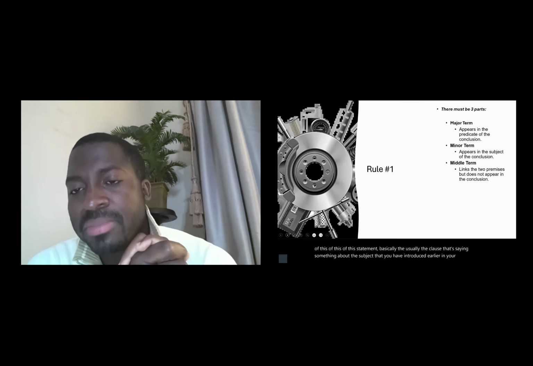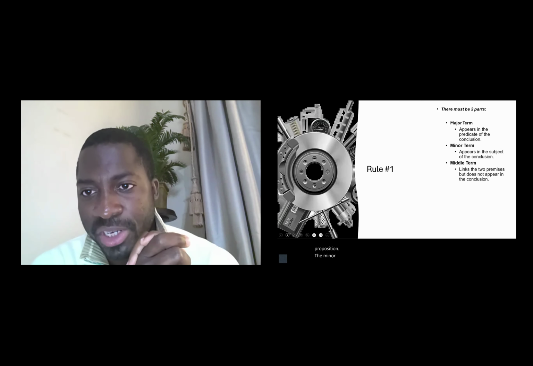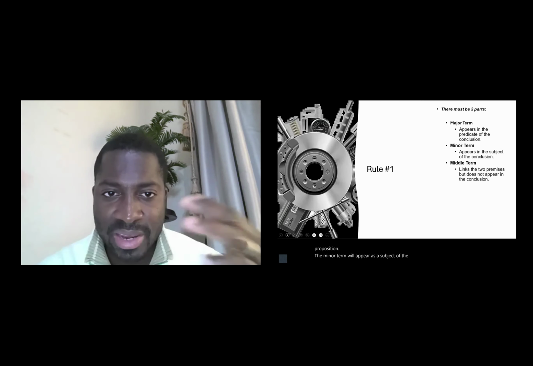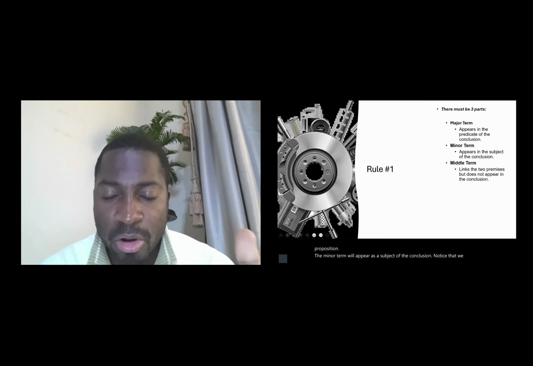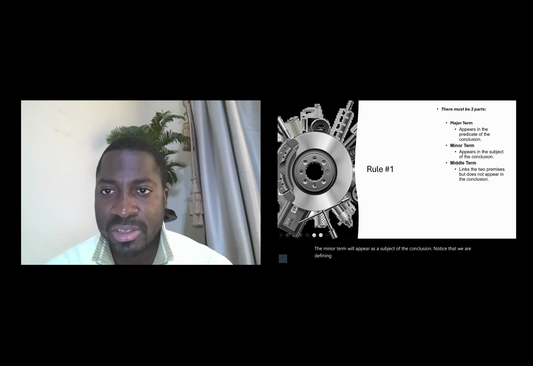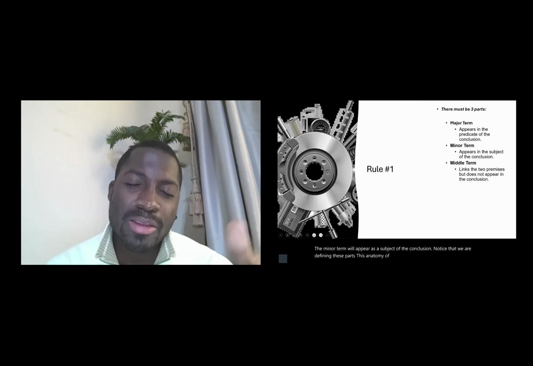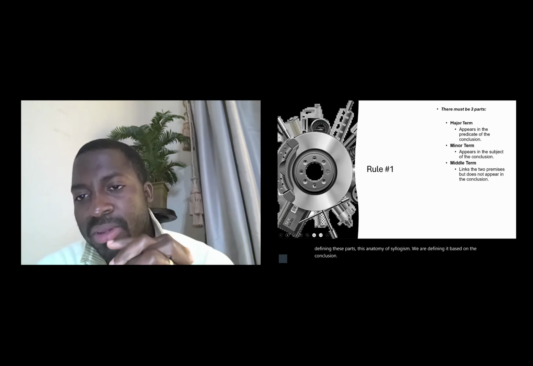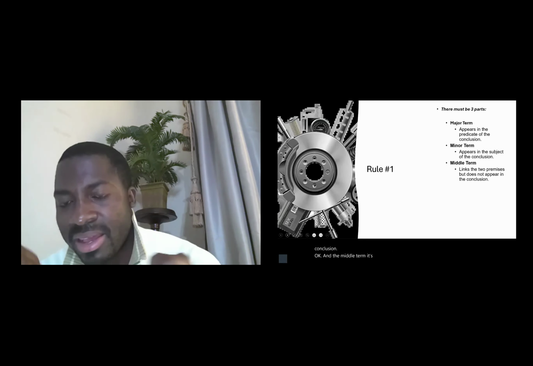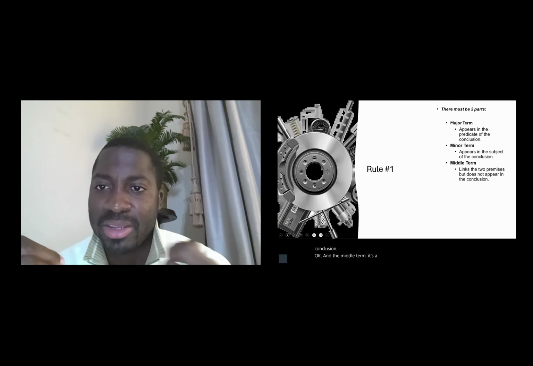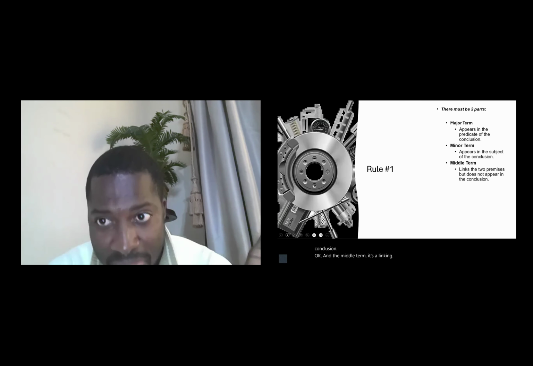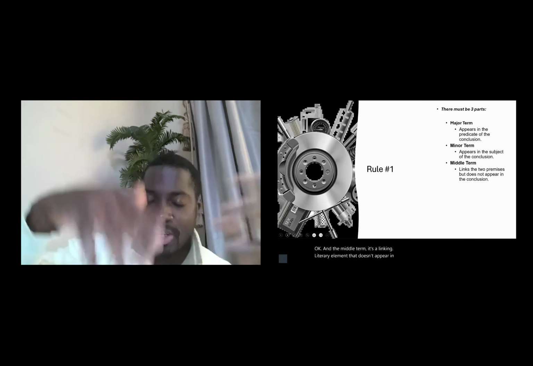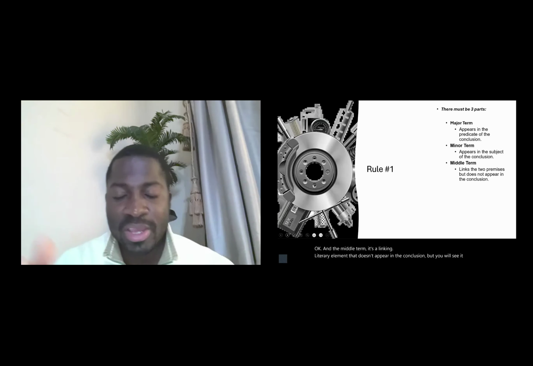The minor term will appear as the subject of the conclusion. Notice that we are defining these parts, this anatomy of a syllogism, based on the conclusion. Okay, and the middle term, it's a linking literary element that doesn't appear in the conclusion, but you will see that it links the premises together.